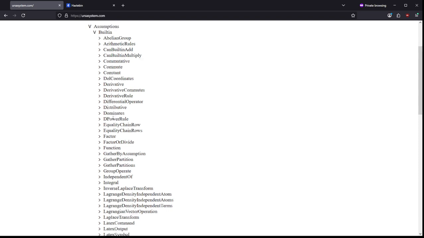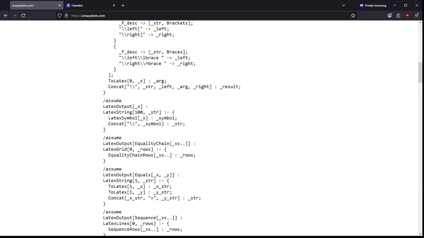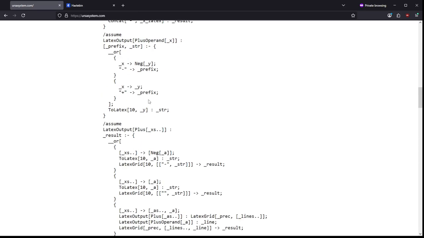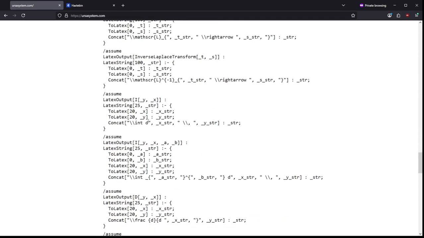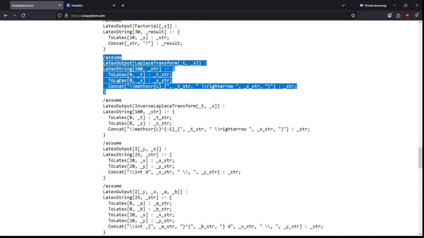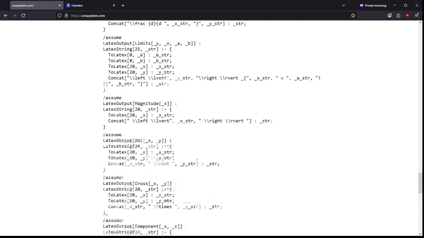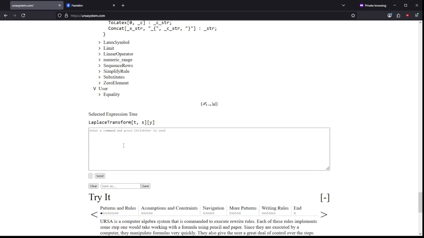If we go under assumptions, built in, all the way down to LaTeX output, this is the code for how LaTeX is generated for everything that generates its own LaTeX, and here's the one for Laplace transform. So this is an assumption, and if I take this code, I can change how this is displayed. I can click this plus to make the command window bigger and just paste this in. And if I don't like the t arrow s, I can change this code.